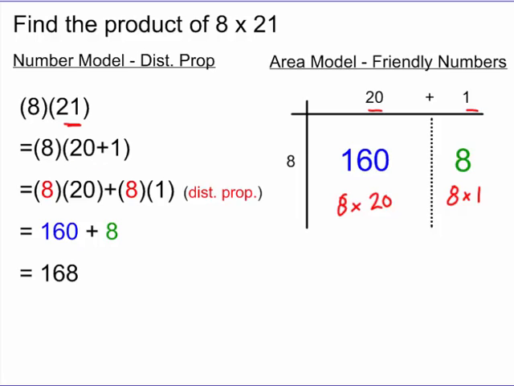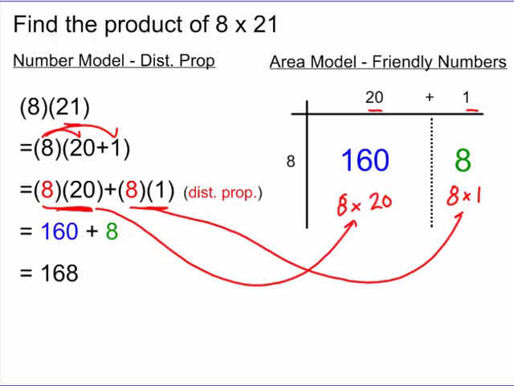And then I'm going to distribute that 8 to both pieces, both the 20 and the 1, so there it is, distributed to both pieces. And you'll notice that the 8 times 20 is right here, the 8 times 1 is right here, and I have the exact same pieces in the number model as I do in the area model. So they're both giving me the same product. It's very similar thinking, just a very different layout.